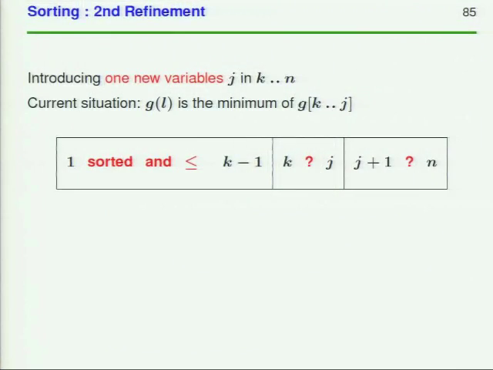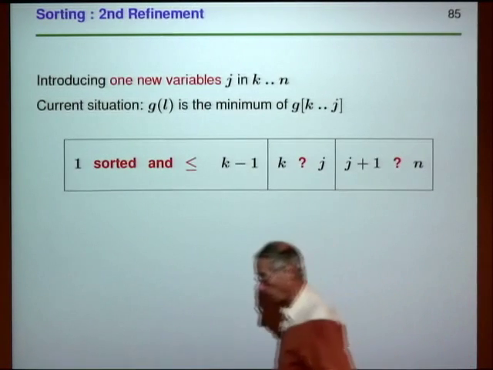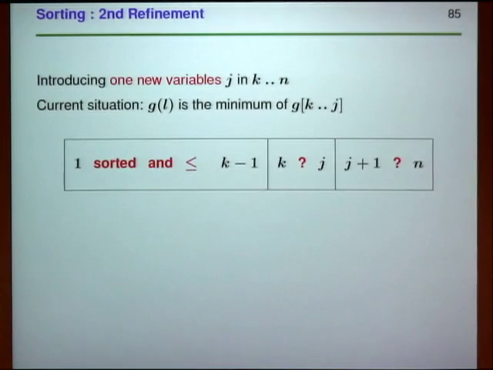So the next step now, of course, is to compute G of L, the minimum. And so we introduce a second variable J, which goes from K to N, and we have a loop here to determine what is the minimum between k and n, and then we will do the switch.